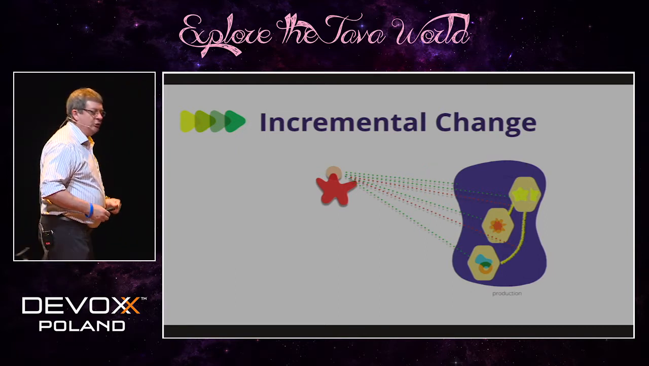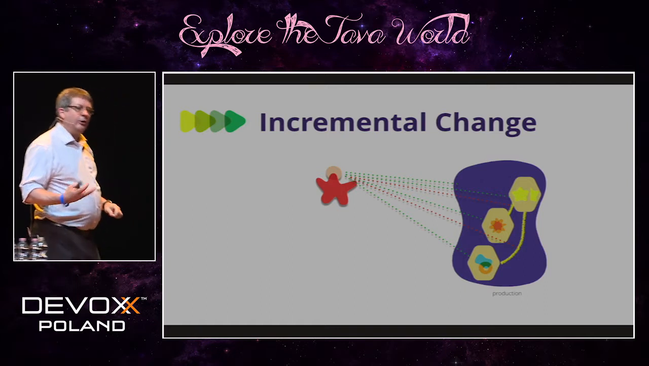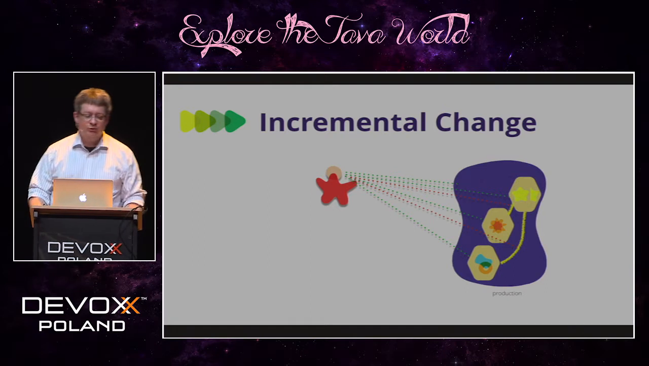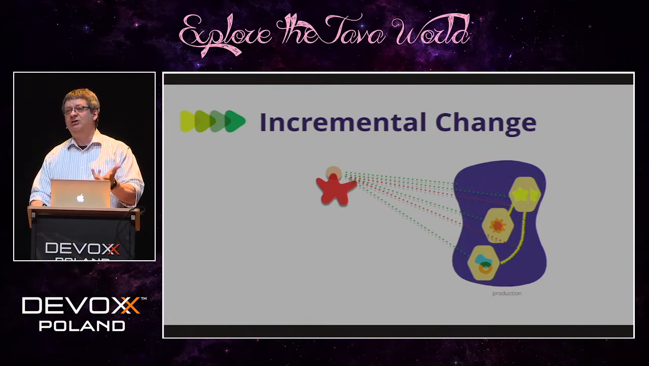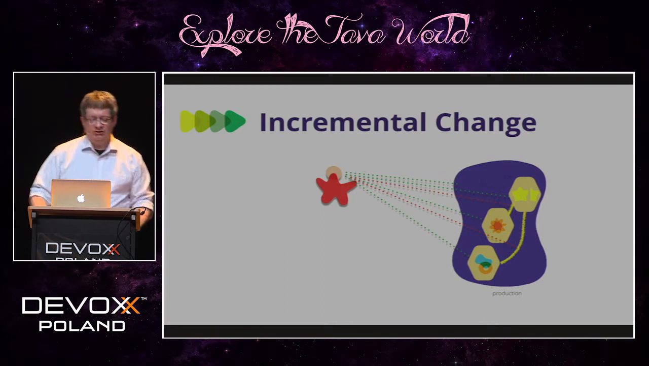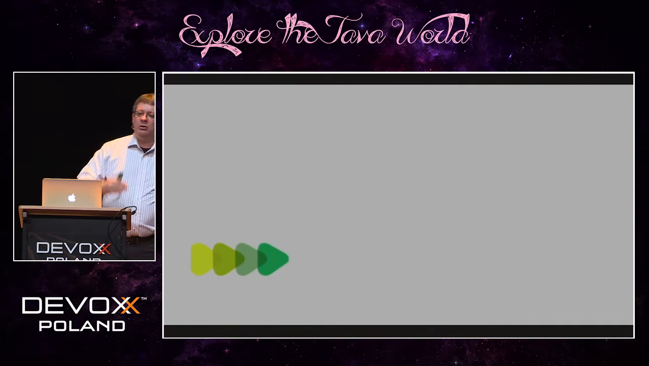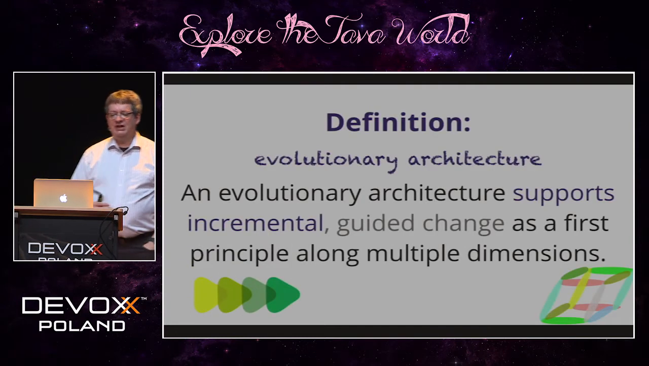But it turns out if you design change into the architecture, it's not expensive anymore. And that's exactly what happened in microservices: we designed the ability to do incremental change into the architecture, and it's not so expensive or hard to do anymore. So that's the incremental change part of this definition.